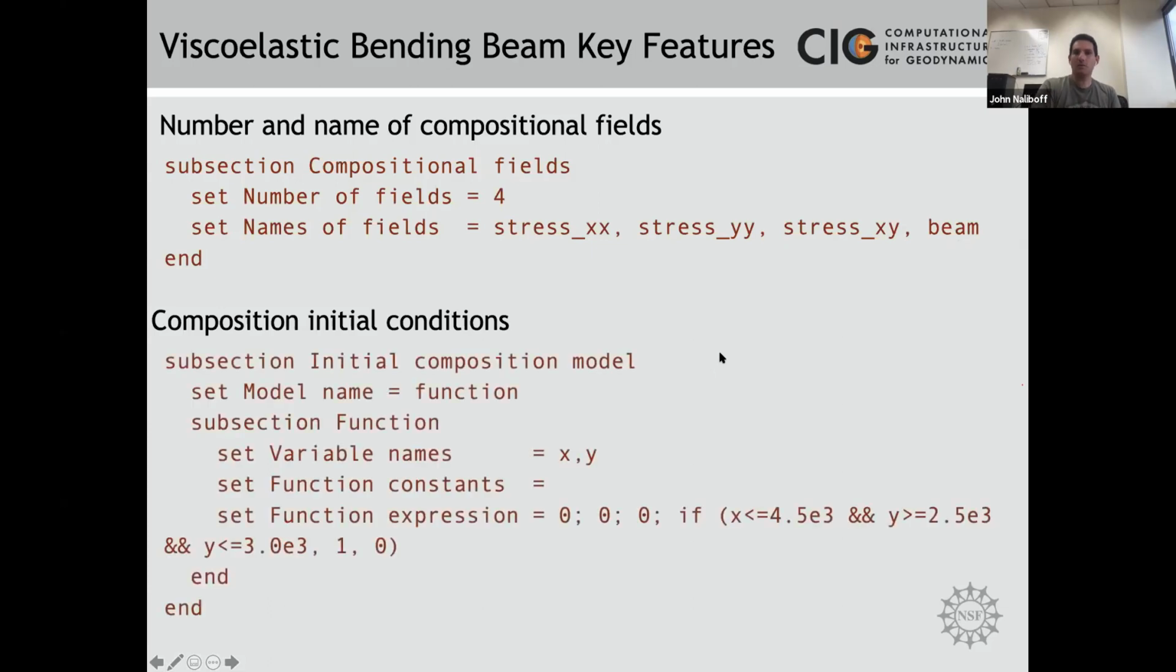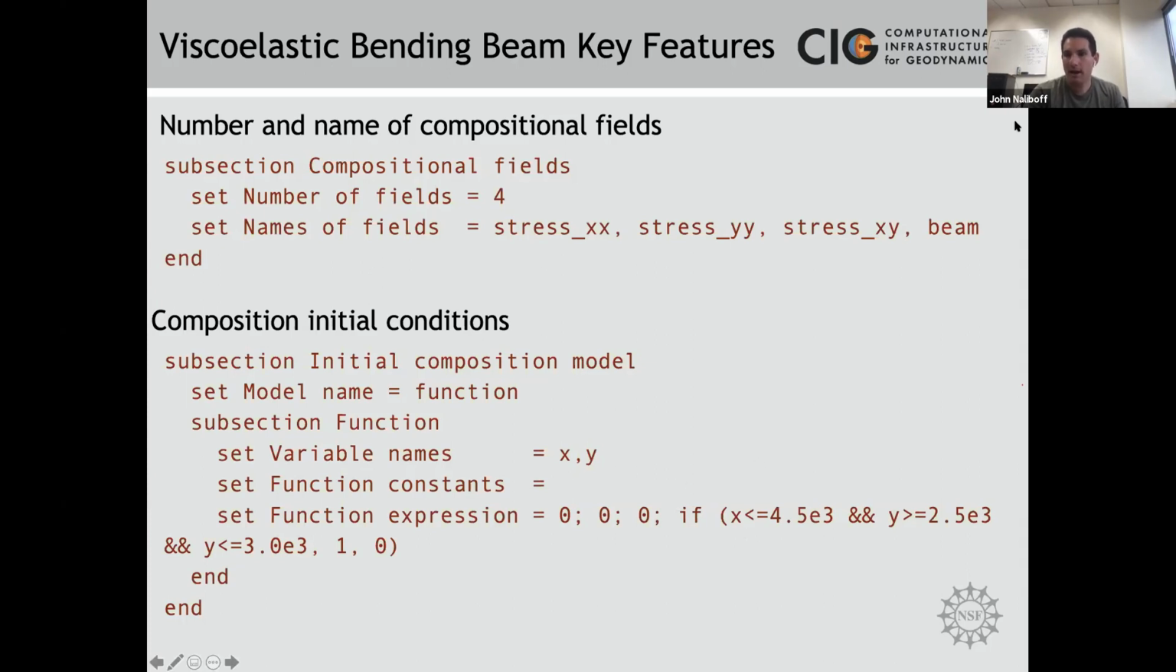Next we have the compositional initial conditions for these four compositional fields. You go into the initial composition model, and we're going to describe all of these in terms of a function. Our variable names are X and Y, which describe the spatial coordinates. In this case, we did not need any function constants, although you could have added a constant. Using these equations right here, initially the values of the stress tensor are 0. You could start with a pre-stressed model, but in this case there's no reason to do that.